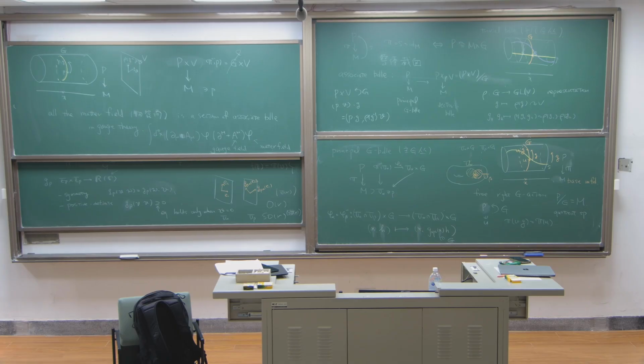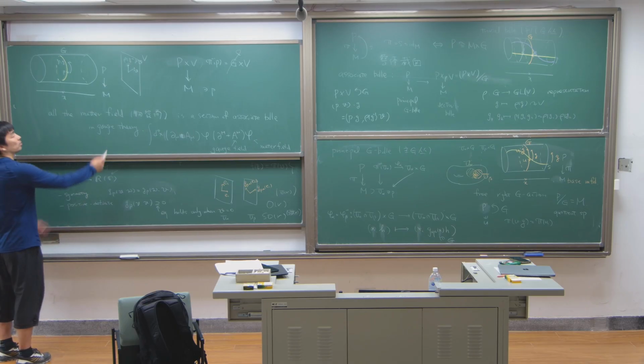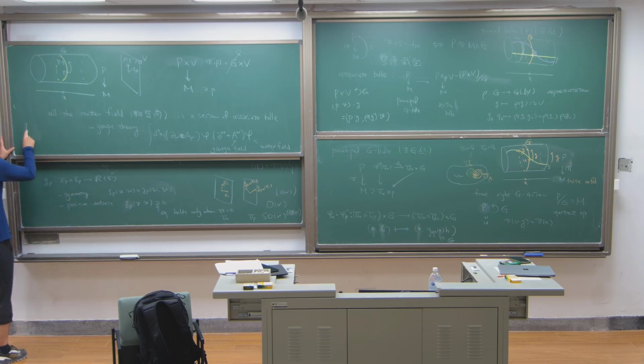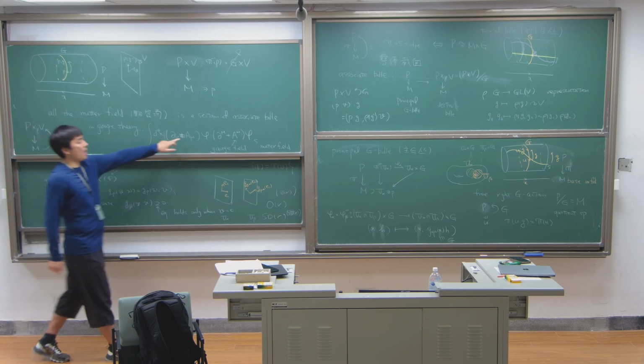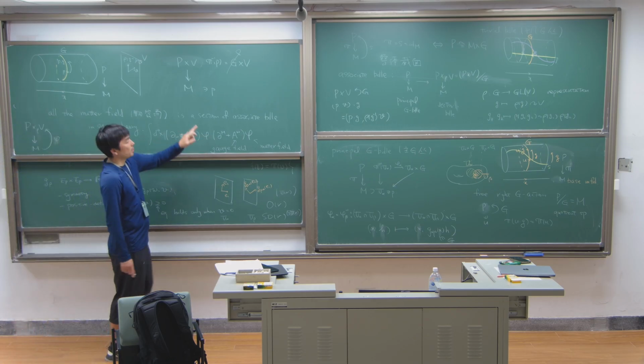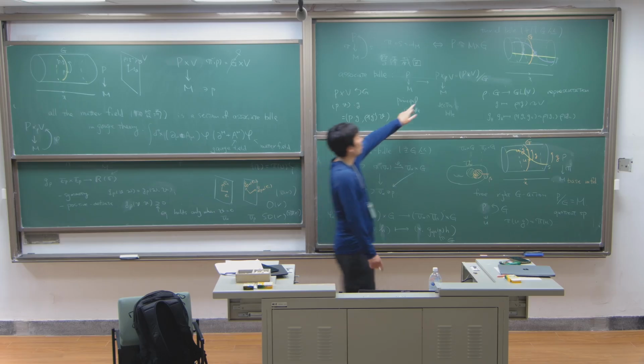And the phi can be understood as a section of this associated bundle, P cross rho to M. This scalar field can be understood as a section of this associated bundle. And then this mu acts on phi by the representation rho.